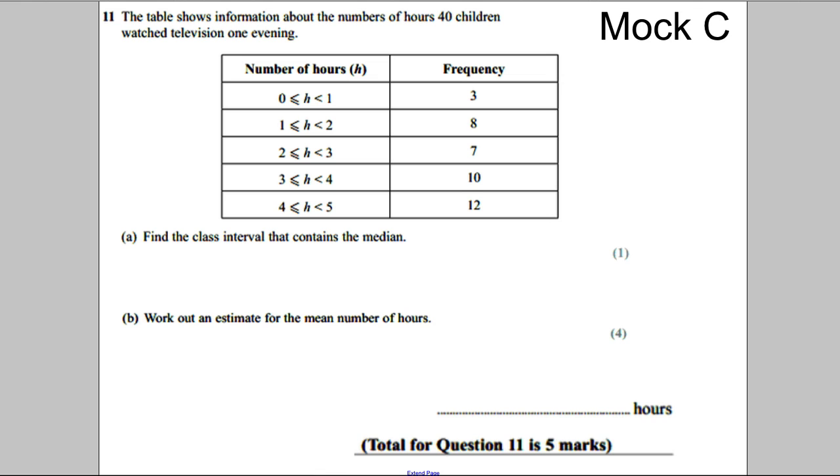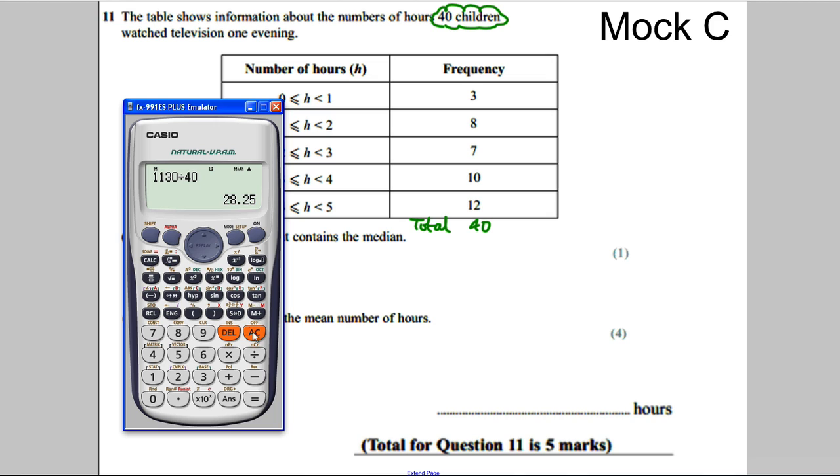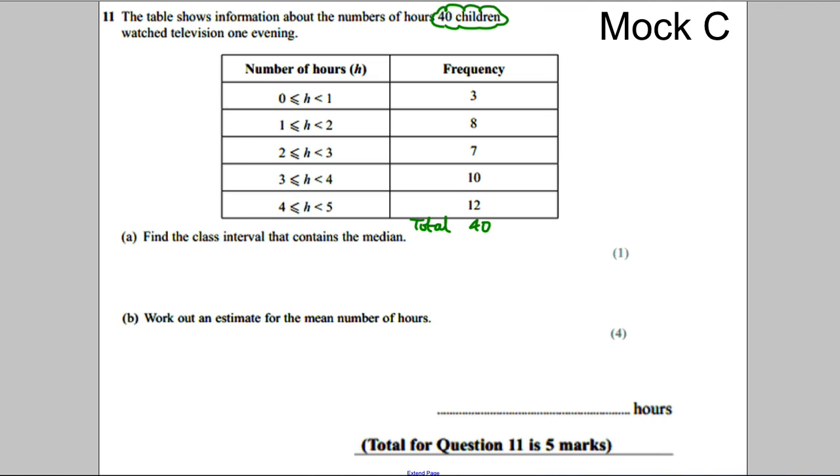Okay, first part, they said information about 40 children, so how much TV they watched. Now the total of this will be 40 clearly. You know that because it says it in the question, but also if you checked, 3 plus 8 plus 7 plus 10 plus 12 is 40. Now, here's a slightly different one. Find the class interval that contains the median. Median means middle.